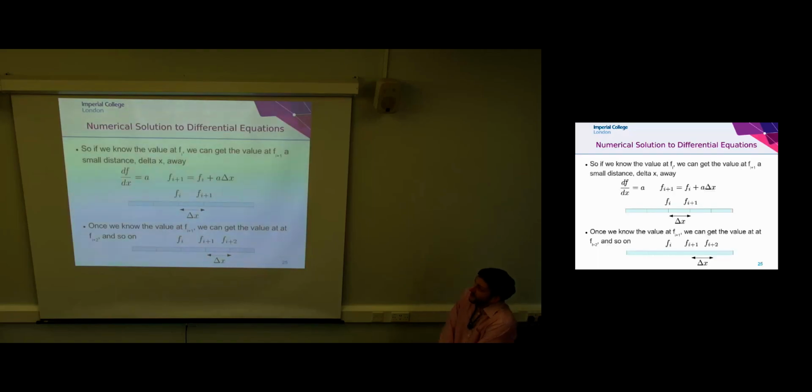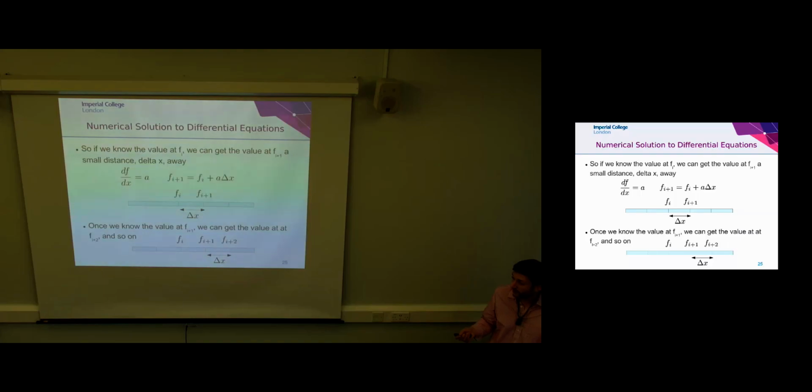So what we're basically saying is if we know the value of f at i, then we can get the value of f at i+1 using this equation: f of i+1 is equal to f_i plus a times delta x. Once we know the value of f at i+1, we can then get the value at i+2. So hopefully it's clear that from this, knowing one single value in your domain, you can then get the expression at every single other point in space, just from that single value.